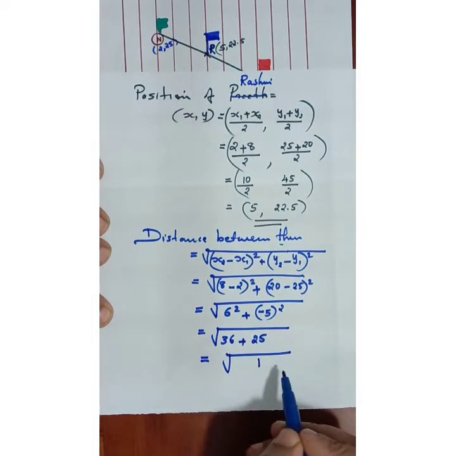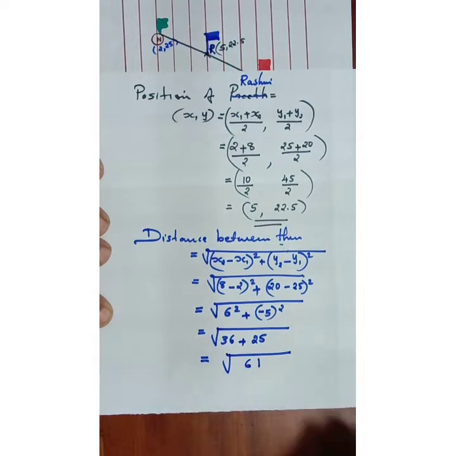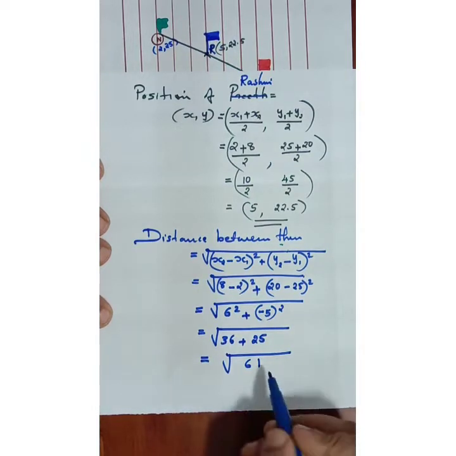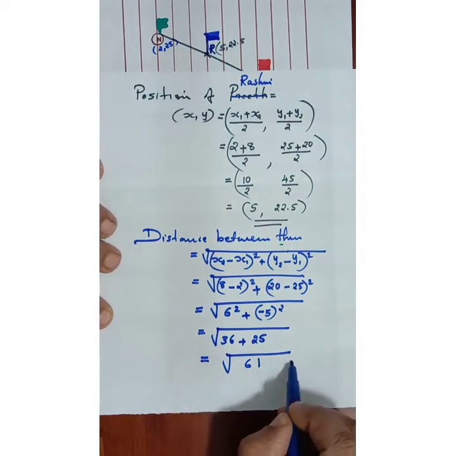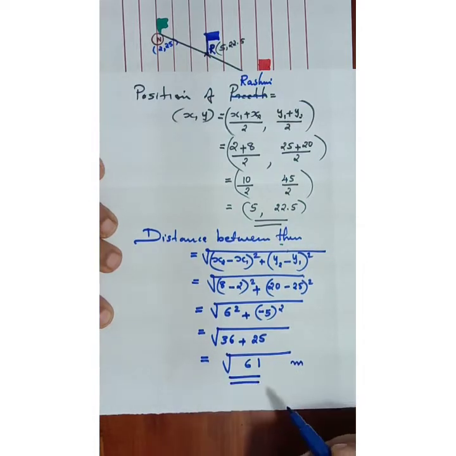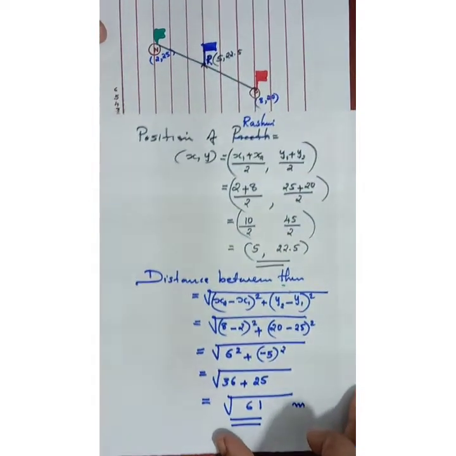So what is the answer? Here we are getting 11. 6 root 61, that is the answer. Root 61 meter. You can keep the answer as it is. Hope you understood.